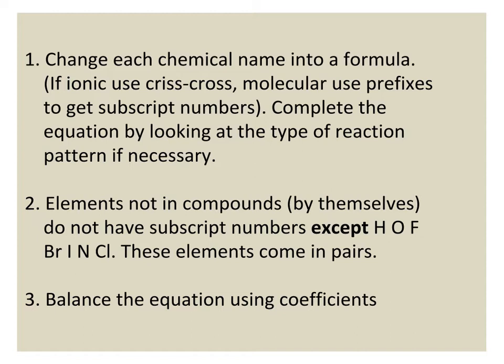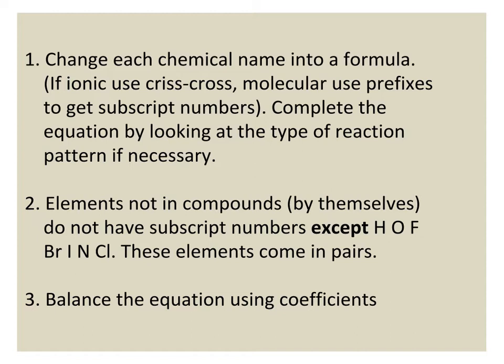Step number 1, we're going to change each chemical name into its formula using the proper rules. So if it's an ionic compound, we crisscross the charges. If it's a molecular compound, we use the prefixes to get our subscript numbers. If we need to, we can predict the products and complete the equation by looking at what type of reaction it is and following the pattern. We don't always have to do this. It depends on what they give us in the question.